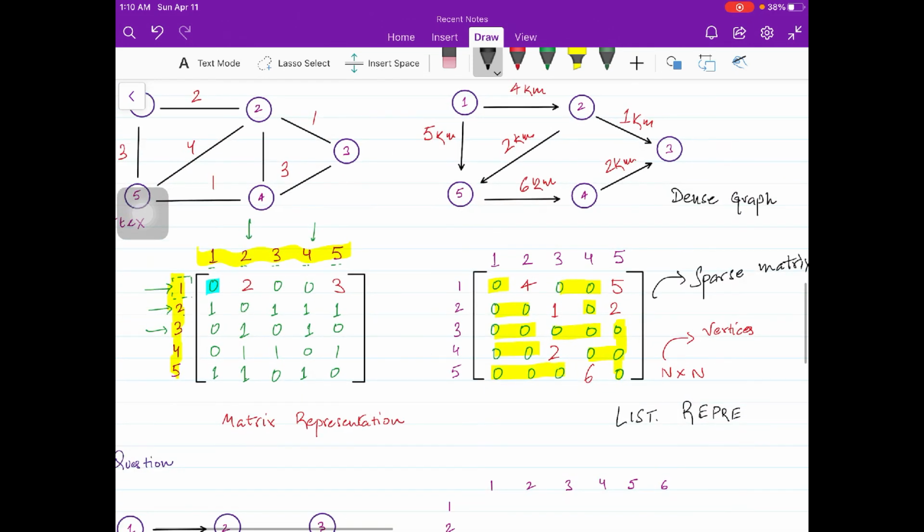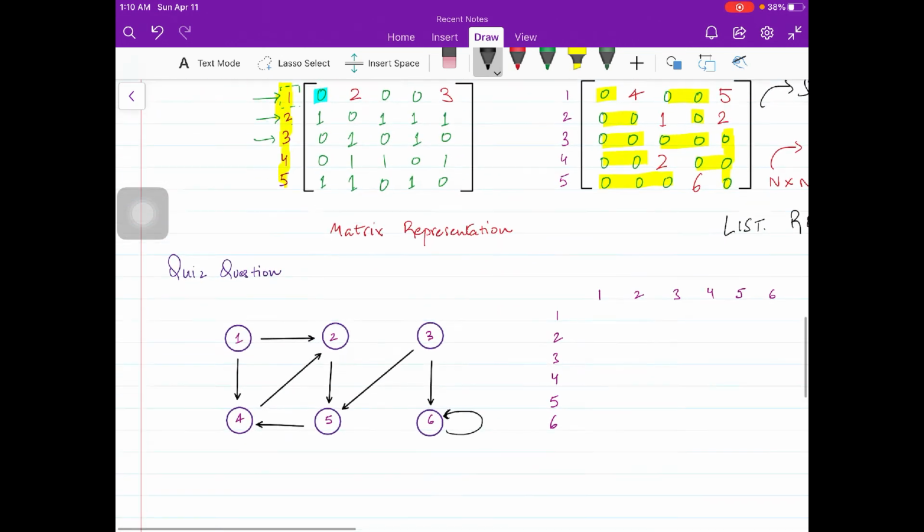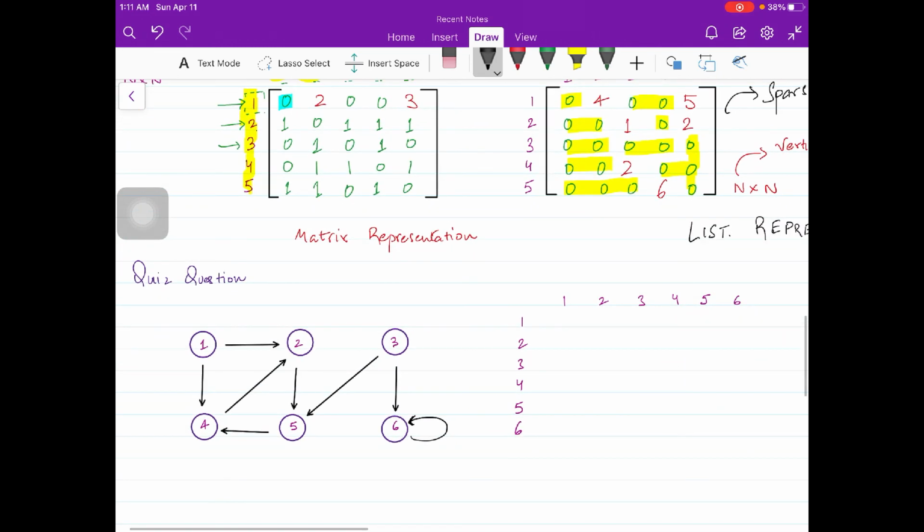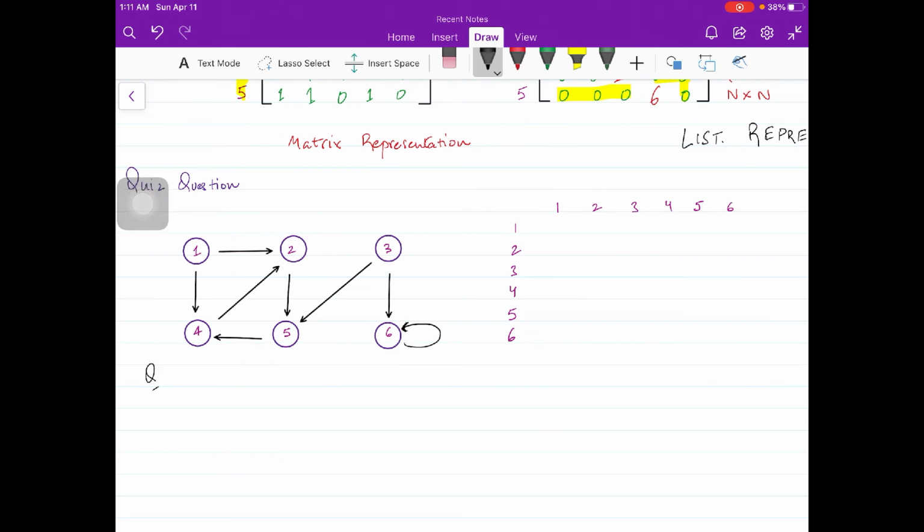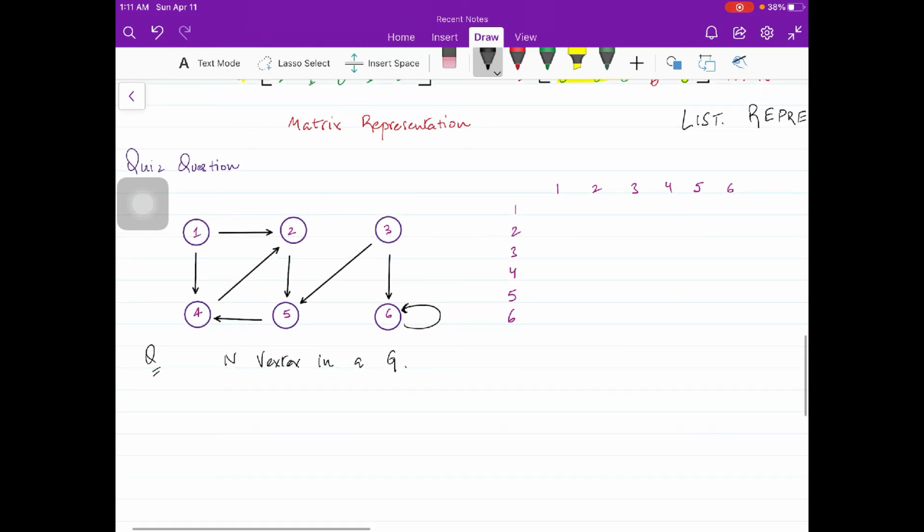So in the next lecture, first we'll discuss the list representation, and for you there is one quiz question that you should solve. This is your directed graph, and this is the matrix representation which I need you to fill. So that you will do. My second question to you is that if there are n vertices in a graph, what could be the maximum number of edges possible? And that function you have to represent in terms of n, which is the number of vertices, right?